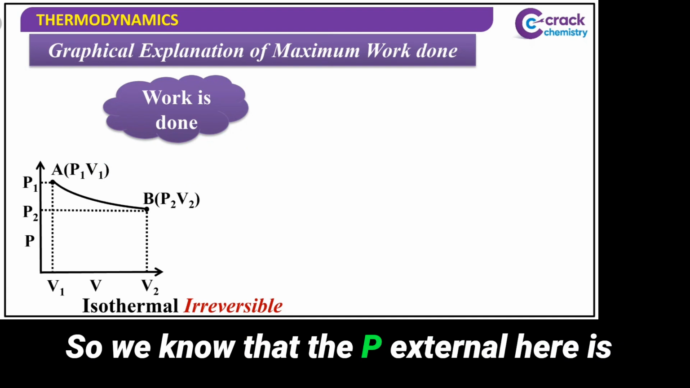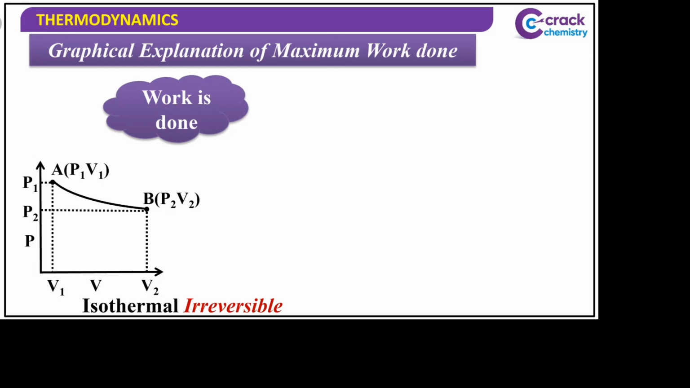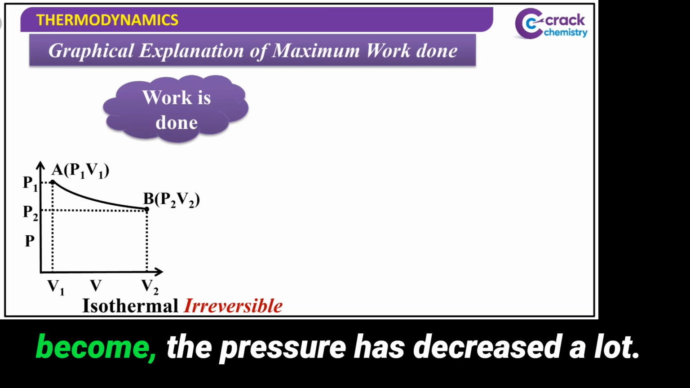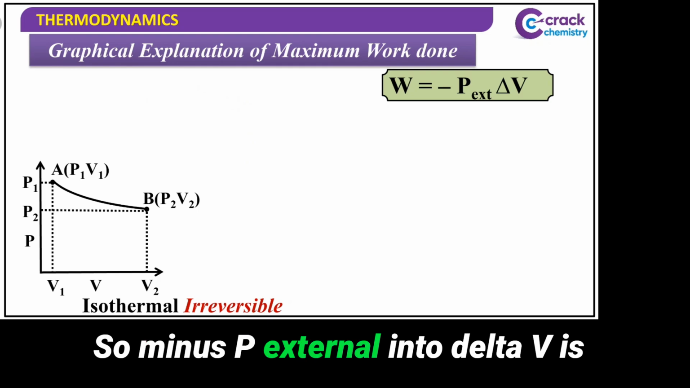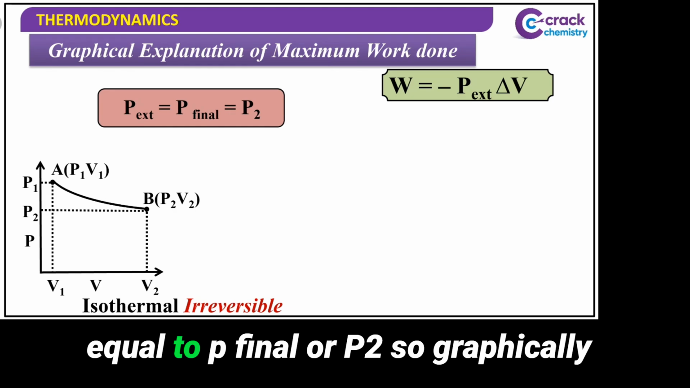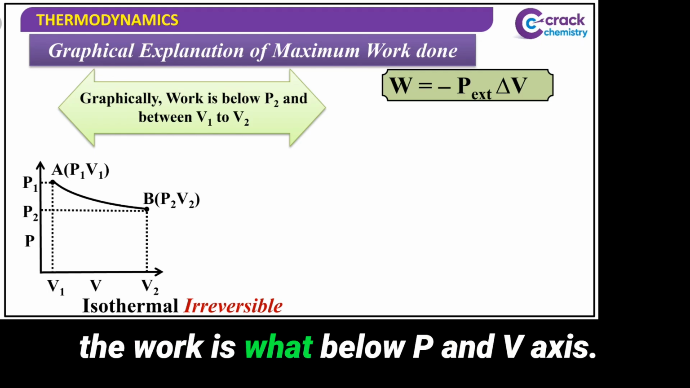So we know that P external here is equal to P final, which is equal to P2. Why is P external equal to P2? Because finally the pressure has decreased a lot. So minus P external into delta V is there, which can also be written as minus P final, or P2, into delta V. And so graphically, the work is what?